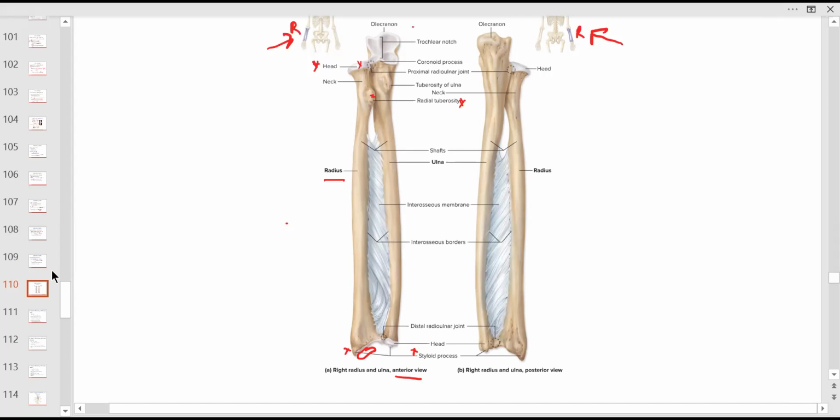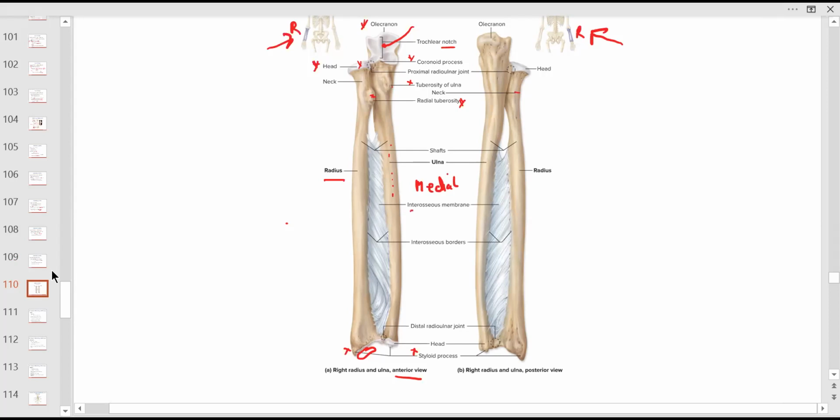Now, if you look up here, this is just a space between the olecranon, which is posterior, and the coronoid process, which is anterior. So the notch is just the space that's going to fit into the trochlea of the humerus to form that elbow joint. And then there's a tuberosity of the ulna, which is anterior again. Of course, they have a neck. And the shaft is the diaphysis. And the ulna is medial. Remember, this is medial. And these are both the right bones.